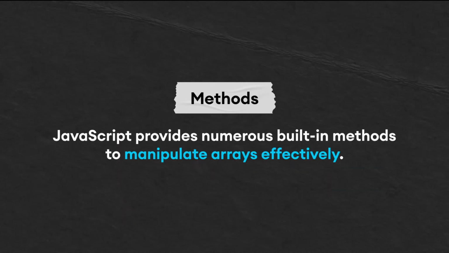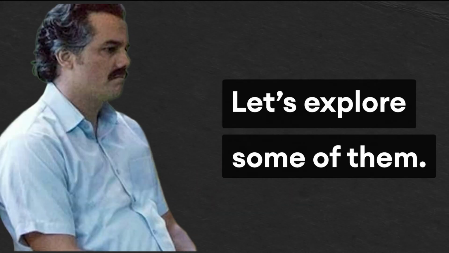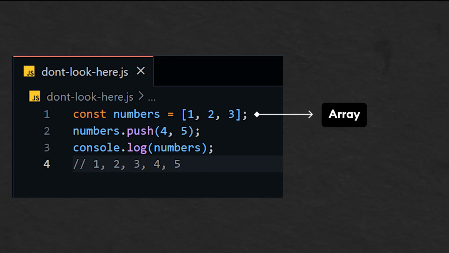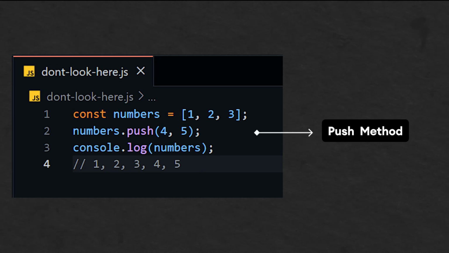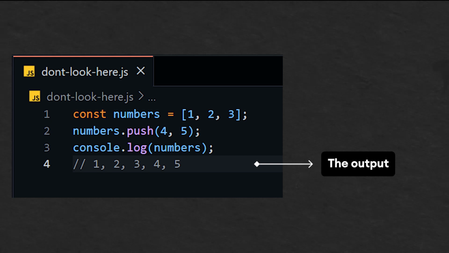JavaScript provides numerous built-in methods to manipulate arrays effectively. Let's explore some of those methods one by one. So the first one is push. The push method adds one or more elements to the end of an array. Over here we have an array called numbers with initial values of 1, 2 and 3. The push method adds the values 4 and 5 to the numbers array. The console.log statement outputs the updated numbers array: 1, 2, 3, 4 and 5.